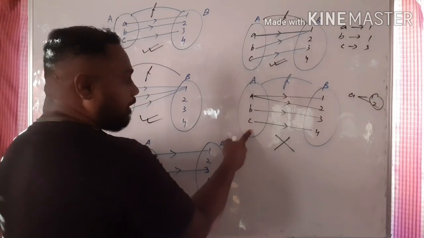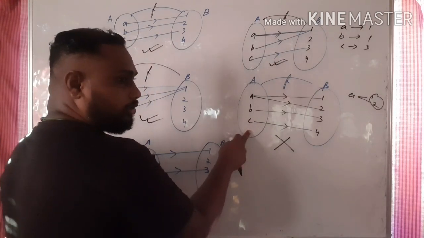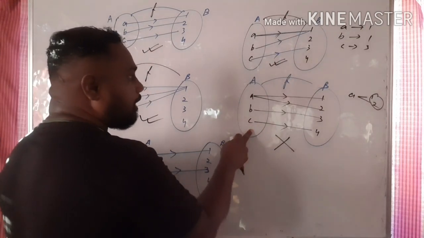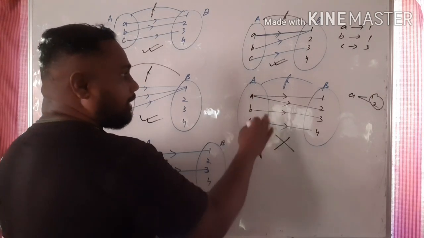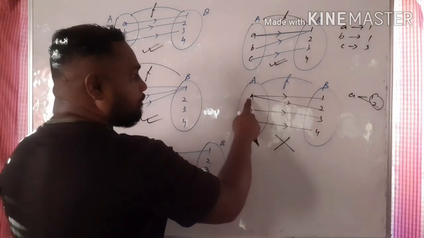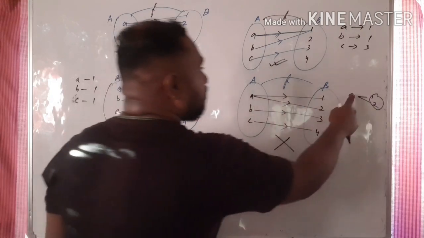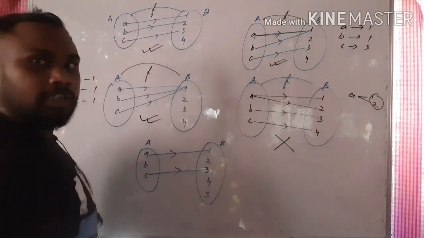Although it has no element left out here. So one condition has been satisfied, that no element is left out. But the other condition, what? It must go to a single element. But it is going to two elements. That's why it is not a function.